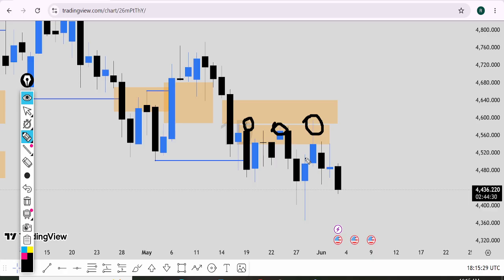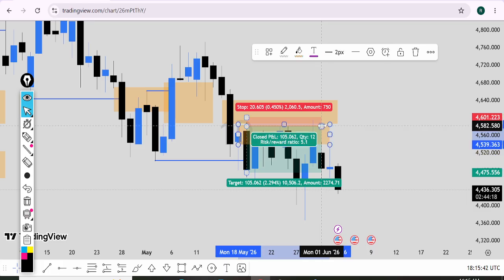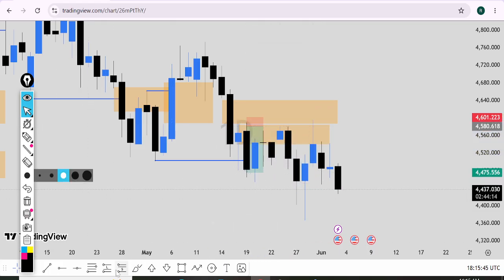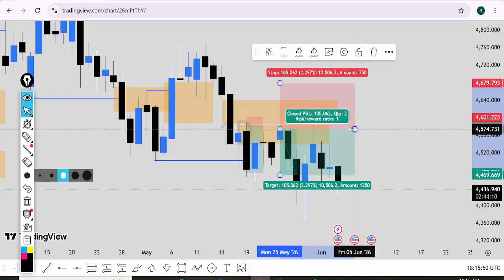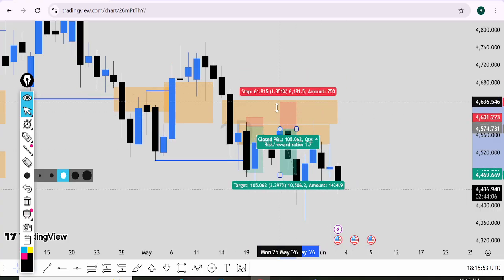Until price shifts its structure to the buy side, we will be looking to sell the price. So our direction is to the downside, and we got a trade here. One trade here, then we got a trade here. You can say at this point this was also a successful setup.